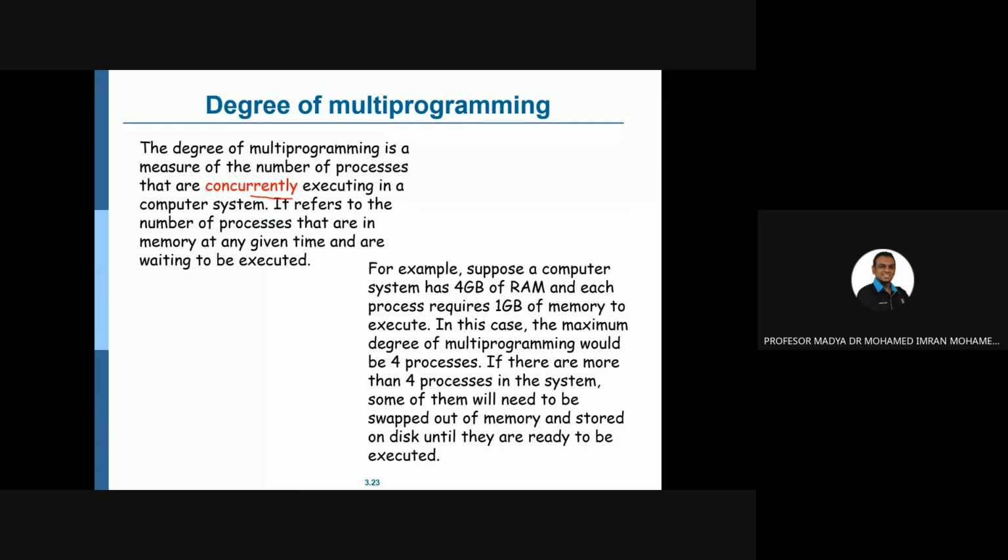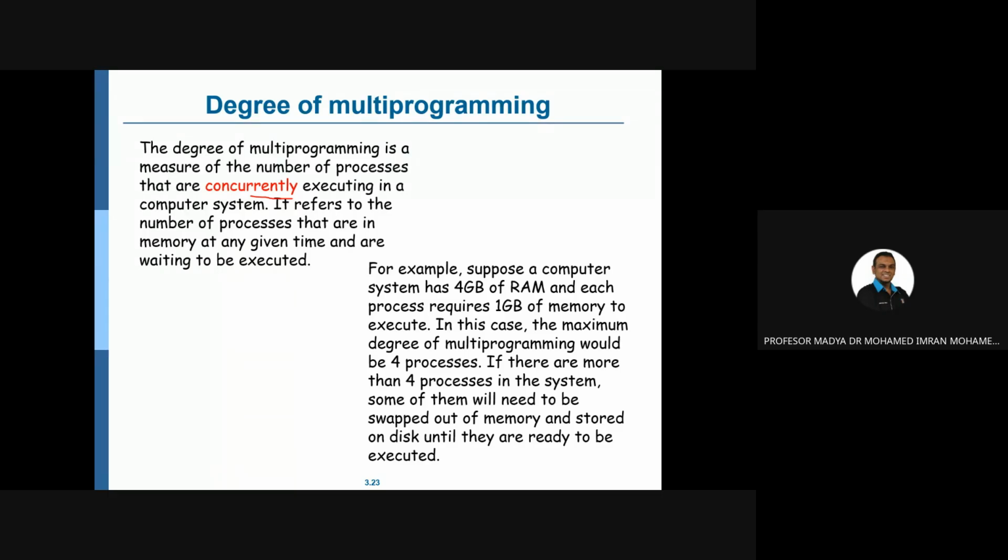In this example, suppose a computer system has 4 GB of RAM and each process is allocated 1 GB of memory. So ada 4 gig dekat RAM and ada 4 proses. In this case, the maximum degree of multi-programming would be 4. Sebab dia ada 4 gig, so maximum yang dia boleh pergi 4. Provided each program dia ambil 1 gig lah.